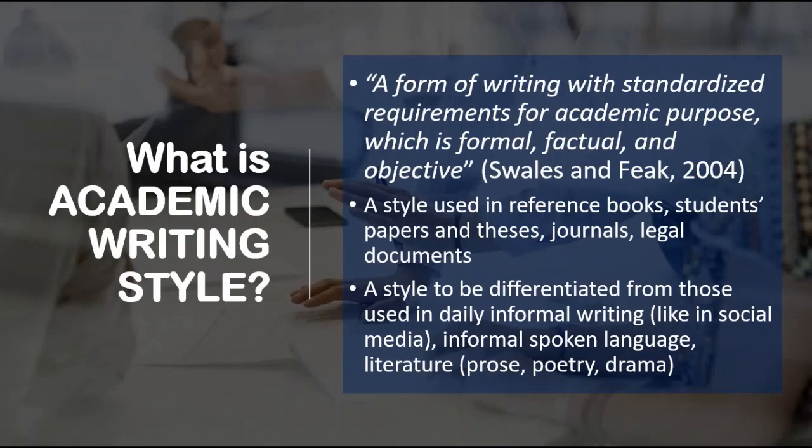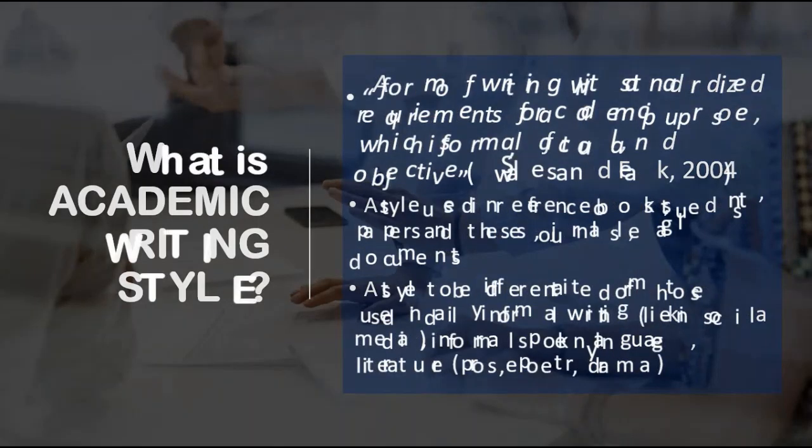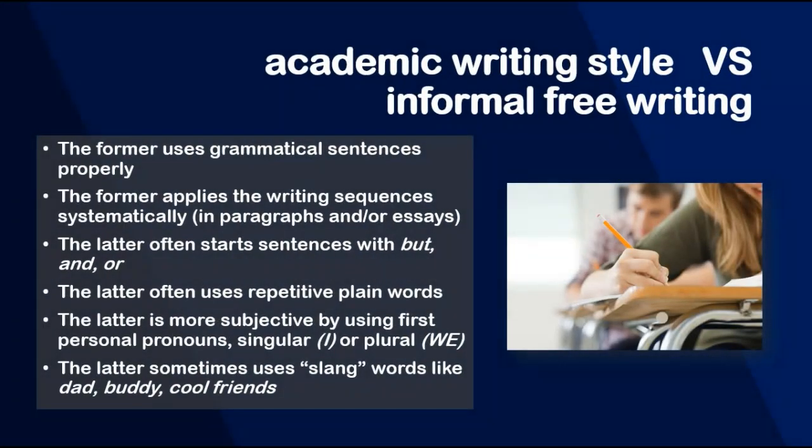So, what are the differences between the academic writing style and the free writing style? There are several differences. The first one is that the academic writing style certainly uses the grammatical sense properly. When we write something, we can directly detect the errors or mistakes that we've made, and we can still revise it. It's different from the spoken language.